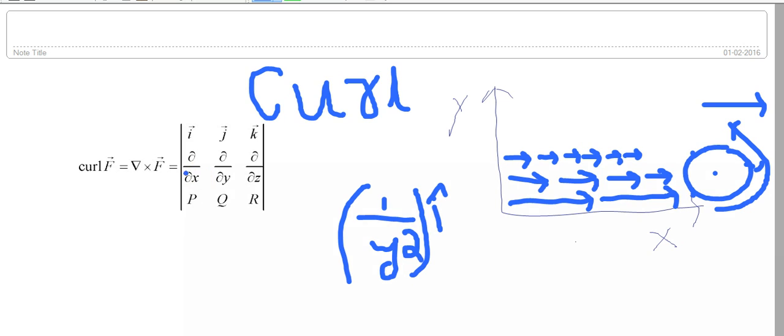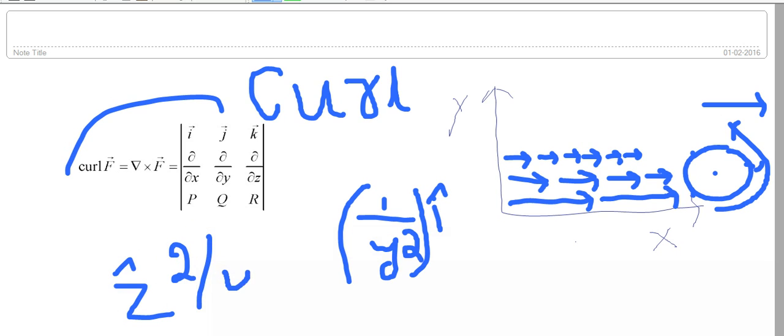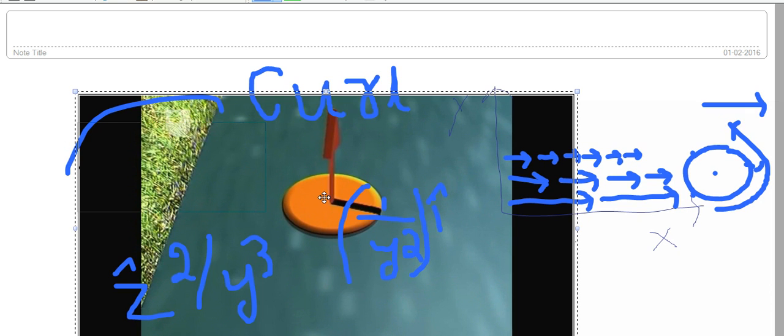This is the formula to compute the curl of a vector, and I'm not showing the mathematical derivation here. If I do the mathematical calculation, it comes out to be z cap into 2 by y cube, which is evident from our figure. That is, it is directed in the z direction. And the same thing here, it is directed in the z direction. Okay, it is rotating like this in anti-clockwise direction, and it is directed in the z direction.